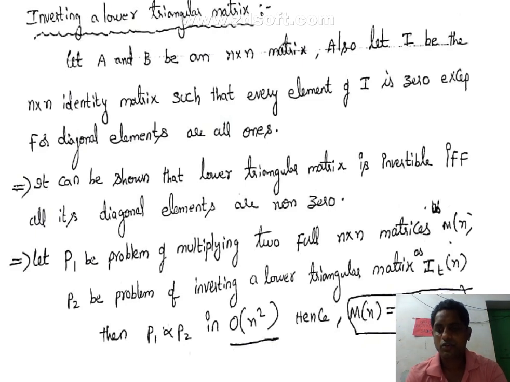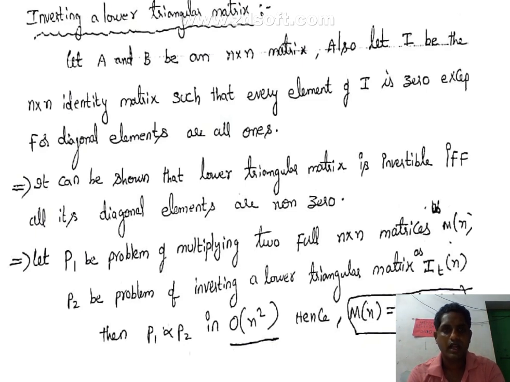For example, take the two problems P1 and P2. P1 is the problem of multiplying two full n by n matrices, which you can denote M(n). P2 is the problem of inverting a lower triangular matrix, which you can denote IT(n). Whenever you reduce P1 to P2 in that way, you perform an operation of big O of n square. Hence M(n) equals big O of IT(n).